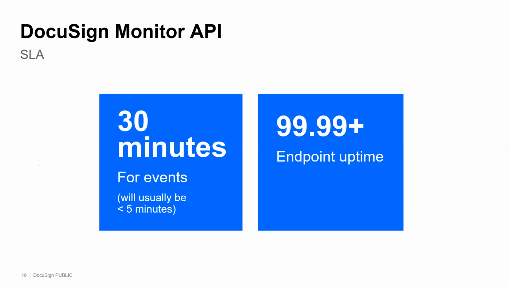Next slide. We do provide an SLA for certain things. So your events will have an SLA of 30 minutes. It will usually be faster. There's a certain amount of time it takes, obviously, to collect that information, put it in the DB, and provide it to you for your availability. It's usually about 5 minutes, but the SLA is 30 minutes for events. So you should be receiving that information via the API.